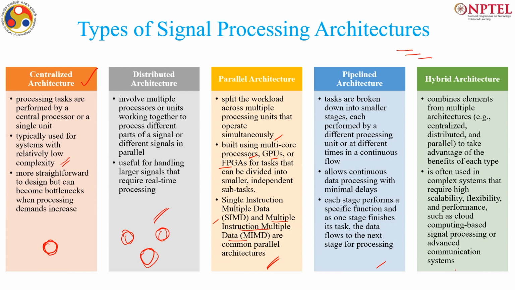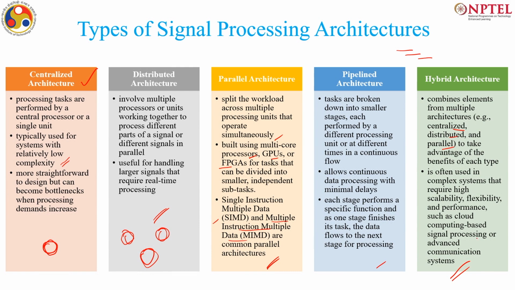And finally, the hybrid architecture, which combines everything. It can have centralized ability, distributed ability, parallel ability, and pipelined ability, and it can be used in extremely complex tasks that can use cloud systems, cloud computing based signal processing, or even advanced communication systems. So, these are the typical types of signal processing architectures.